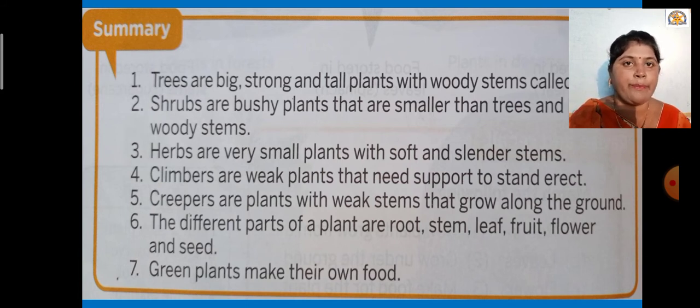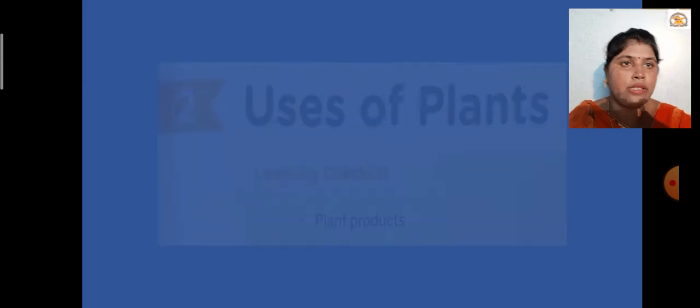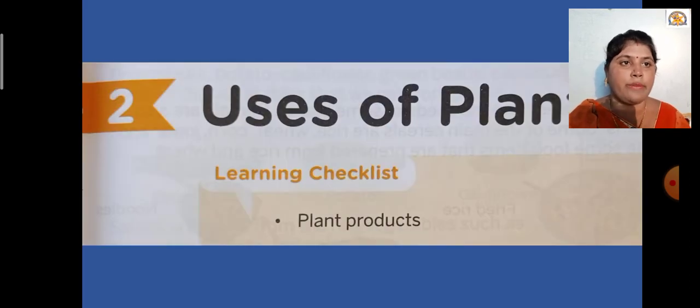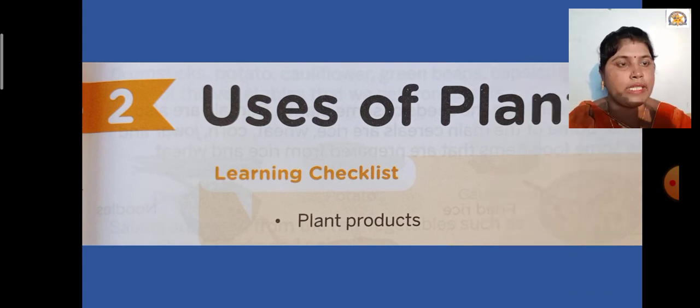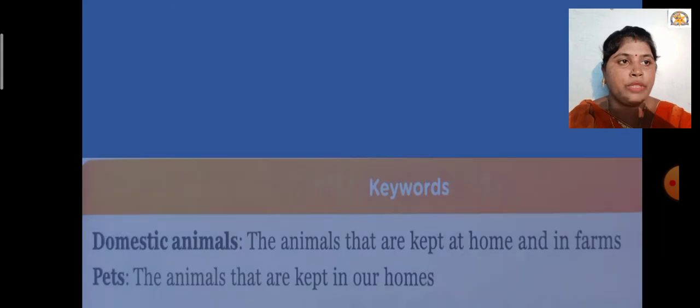So let us see the next part, that is the revision of lesson number 2. And what is the name of lesson number 2? That is the uses of plants. In this lesson, uses of plants, we learn about the plant products. So what is meant by plant product? The products which we get from the plant are called plant products. So let us start the revision of lesson number 2.